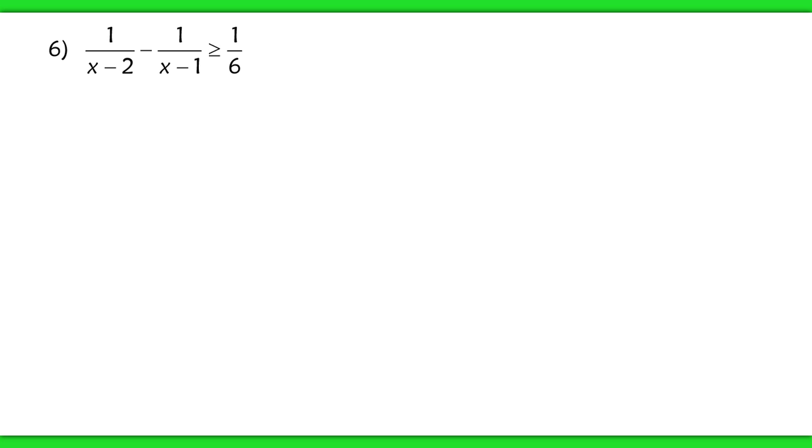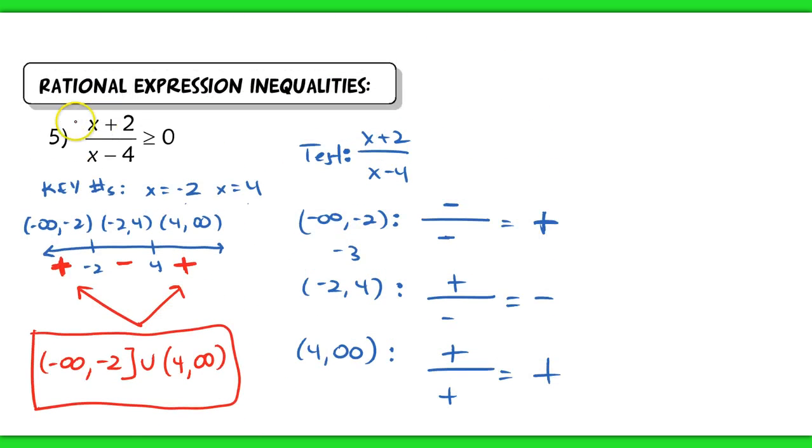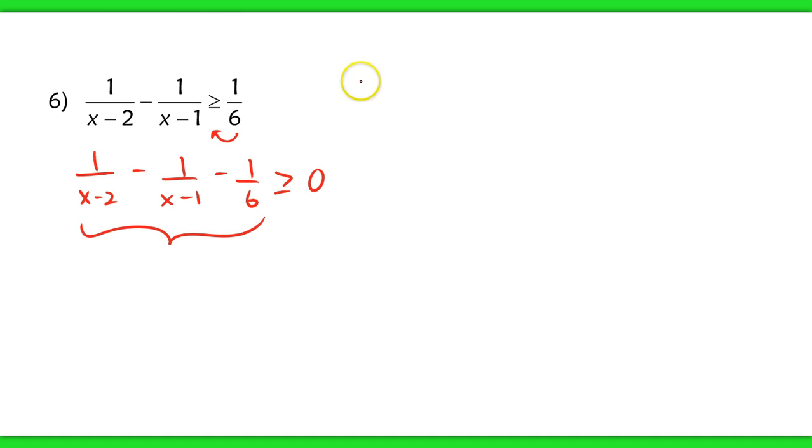So what we're going to have to do is actually move over this 1/6. Your goal is always, always to get 0 on one side. So you have to move over the 1/6 and then solve this inequality and make it look more like what we have in problem number 5 here. Okay, so I'm going to go ahead and work on that. So key thing here is get 0 on one side, because you cannot multiply by a variable.